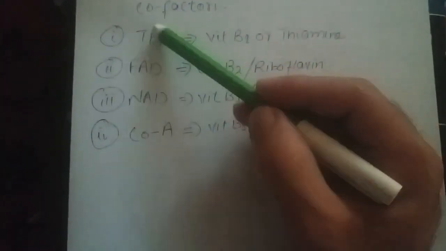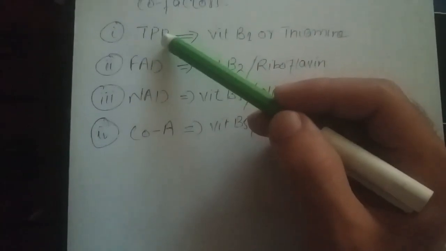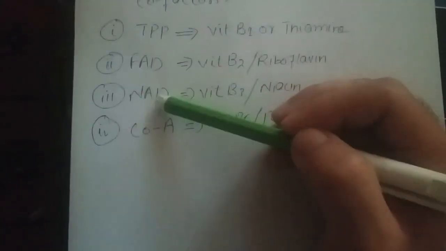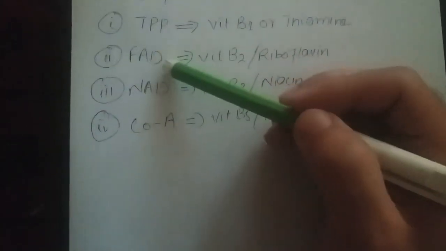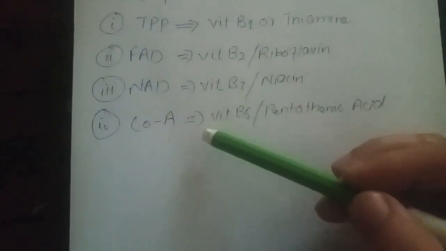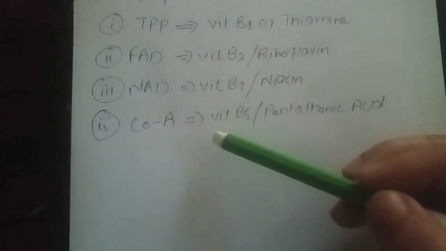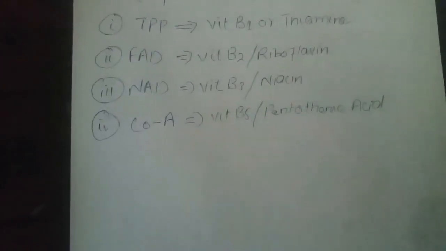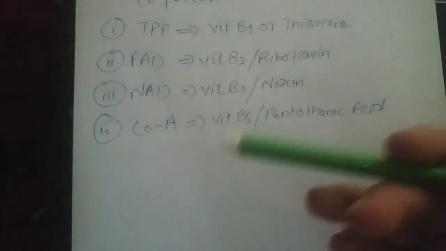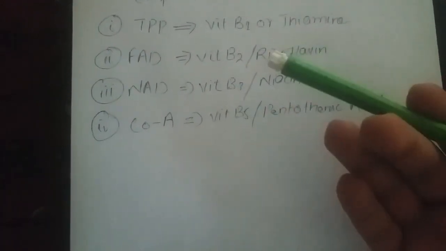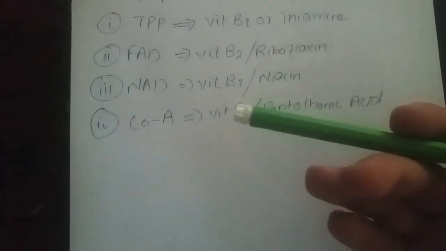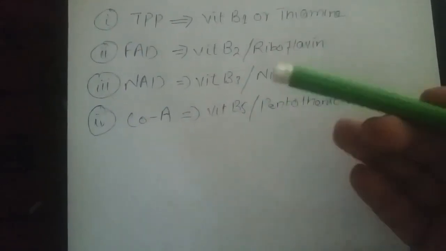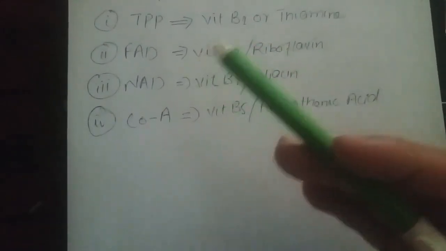This thiamine pyrophosphate was the cofactor for E1. FAD and NAD were the cofactors for E3, dihydrolipoyl dehydrogenase, while CoA was the cofactor for E2, dihydrolipoyl transacetylase. So this was our topic, oxidative decarboxylation of pyruvate. It is completed. In the next lecture we will study the Krebs cycle.